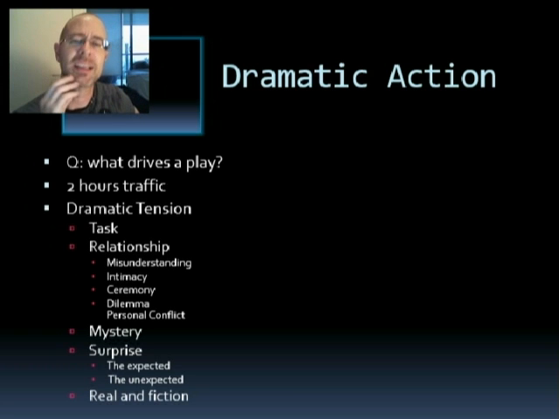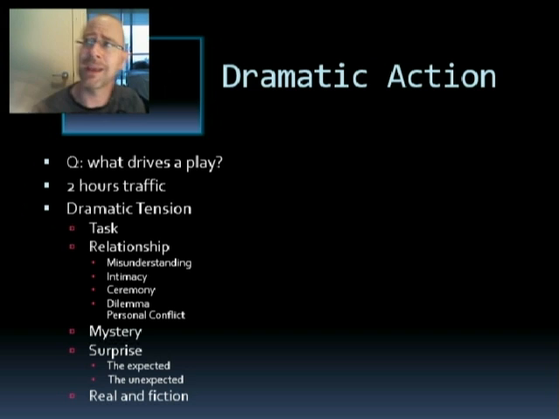I can have a conflict trying to climb a mountain. It's just me and the mountain. And my task is I've got to get to the top of the mountain. That creates a certain amount of dramatic tension. But invariably, most plays are about the relationships.